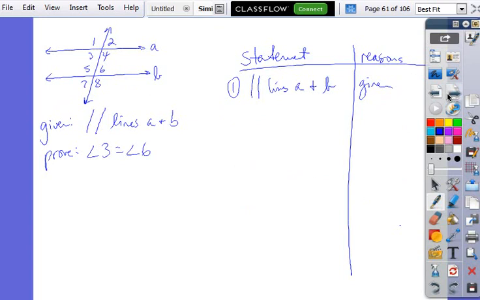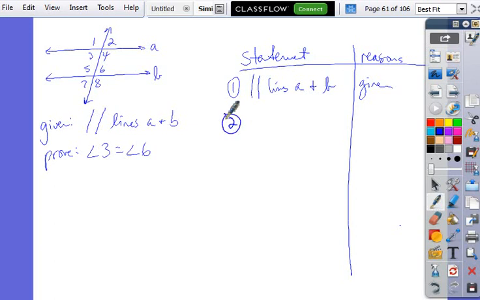This one, we're starting with parallel lines A and B. I want to prove that angle 3 is equal to angle 6. What kind of angles are angle 3 and angle 6? Alternate interior. I know that alternate interior angles are congruent, but this is going to be proven. There are a few different ways. I'm going to start with one way and then we'll do another one later. Both of them add up to 180.